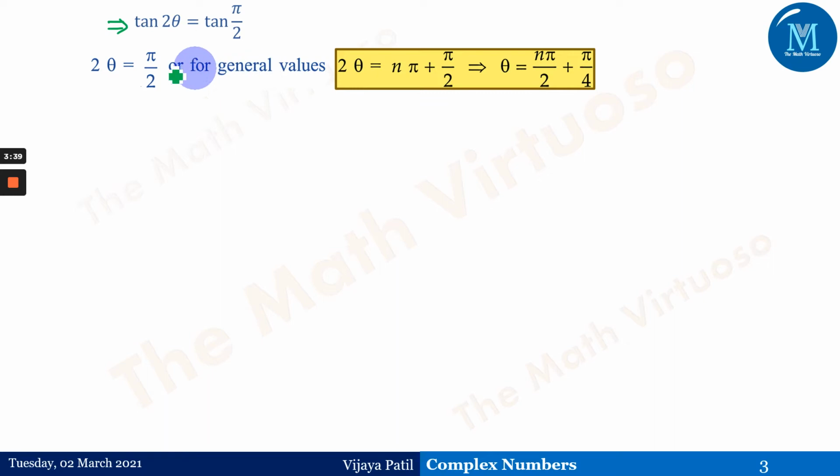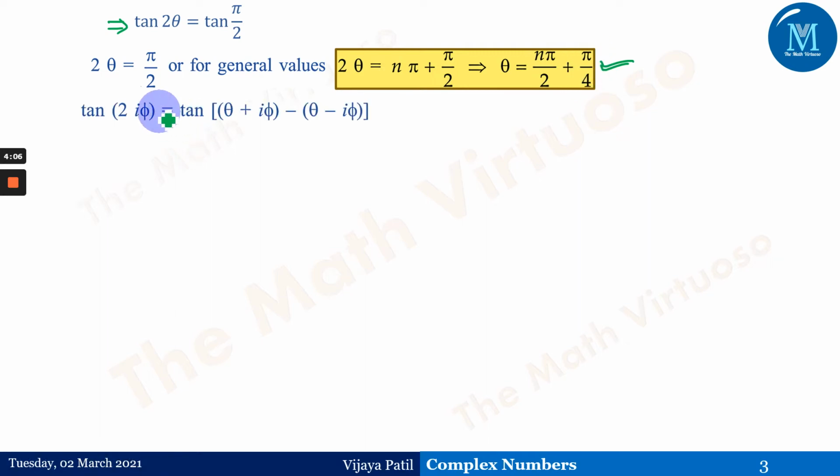Or for a general value, suppose we wanted to have a general value of this 2 theta, we have to add pi by 2. To the pi by 2, we need to add n pi. So n pi plus pi by 2 can be written as, taking the LCM as 2 here, n pi upon 2 plus pi by 4. So this can be written as n pi by 2 plus pi by 4. So that means we have got our first result: theta is equal to n pi by 2 plus pi by 4.